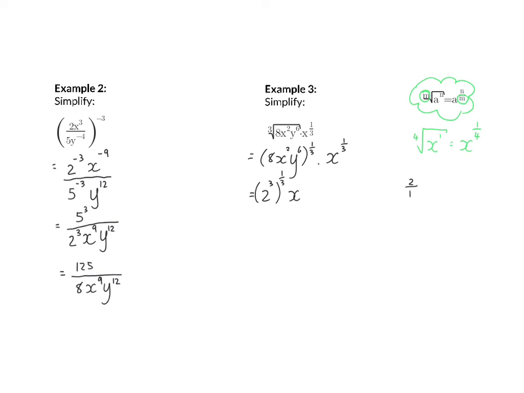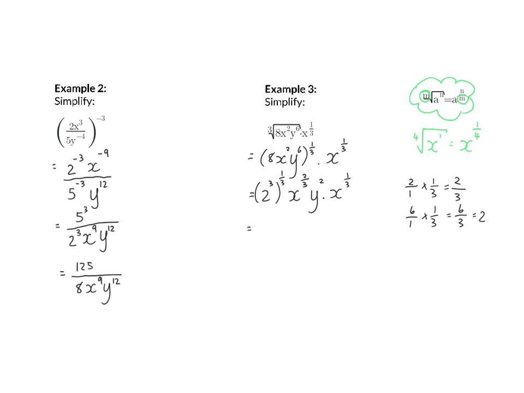Quick reminder again, 2 times a third, we multiply the numerators, we multiply the denominators, so it's 2 over 3. Same thing goes for y, it will be 6 times a third, multiplying numerators, multiplying denominators, and then we can simplify to y to the power of 2. Then we multiply all of this by x to the power of a third.